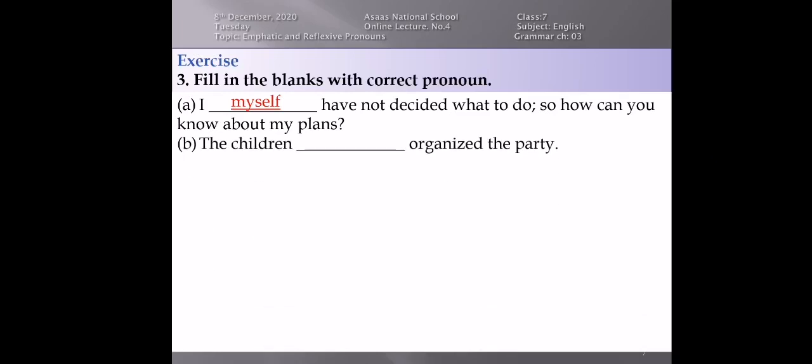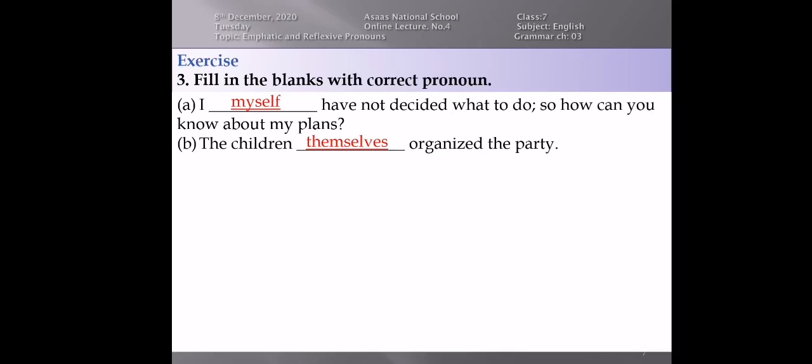Now see the second example. The children ___ organized the party. What would you use for the children? The children themselves. Look, which is the verb, which is the action in the sentence? Organized. It is the action, and themselves is before the verb, therefore it is an emphatic.